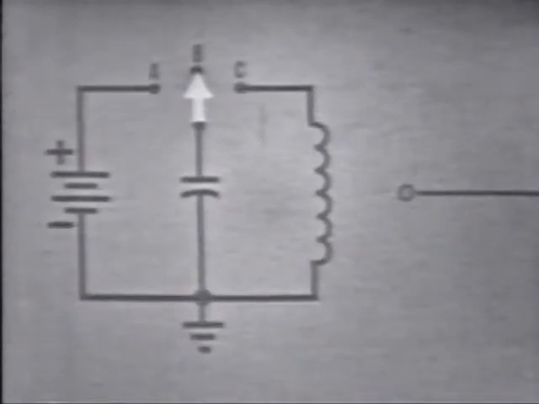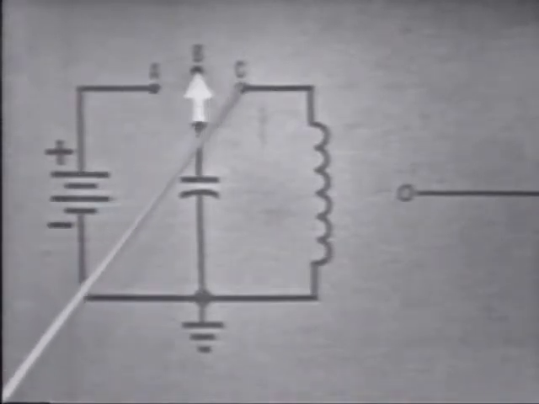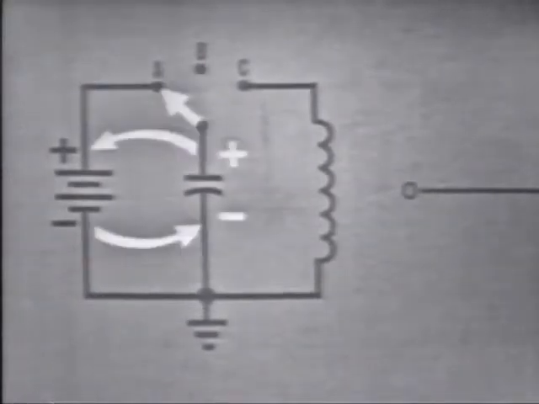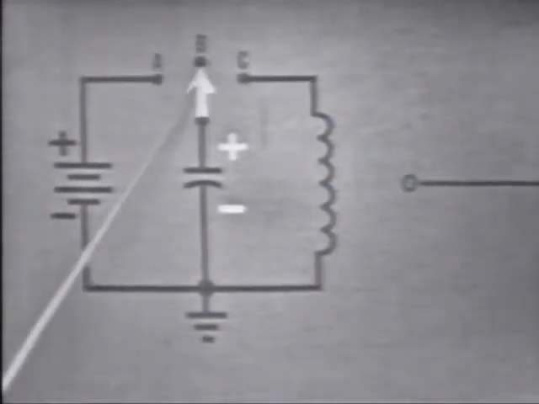First, we'll need a power supply to provide the initial energy, in this case a battery. This switch will allow the capacitor to be connected to the battery or to the coil. If we flip the switch to A, the capacitor charges to the battery voltage. Move the switch to B, and the capacitor is disconnected from the power supply, though it is still fully charged.